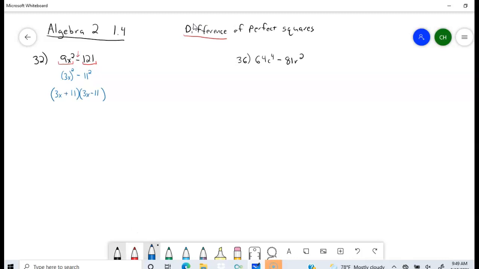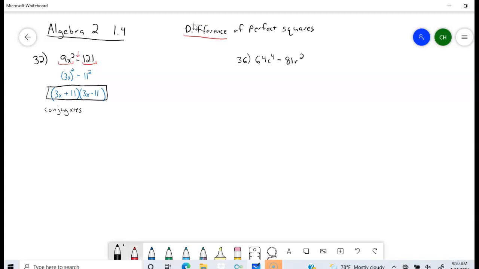Okay? What we need to recognize is that those are conjugates of each other. All that means is they are identical except for the sign between them is different. Okay? Difference of perfect squares.